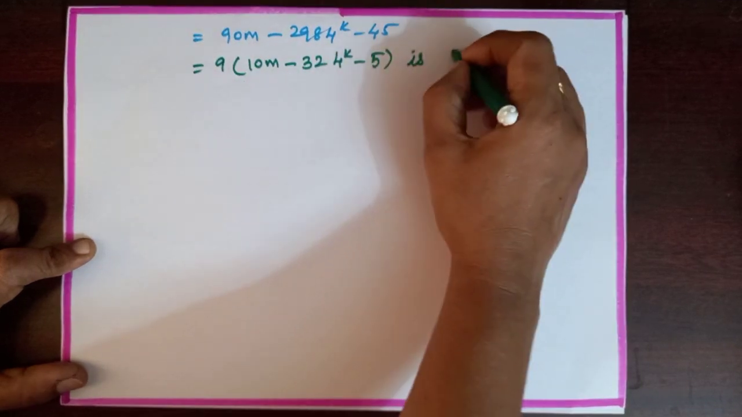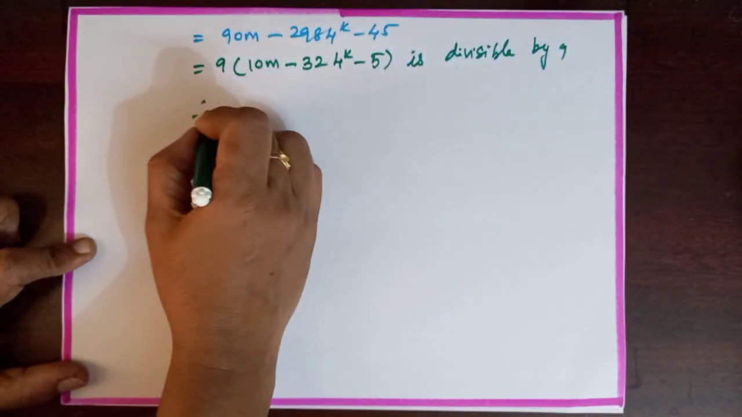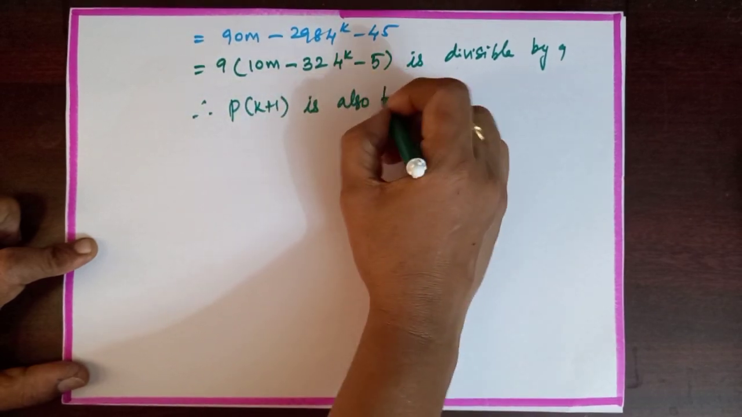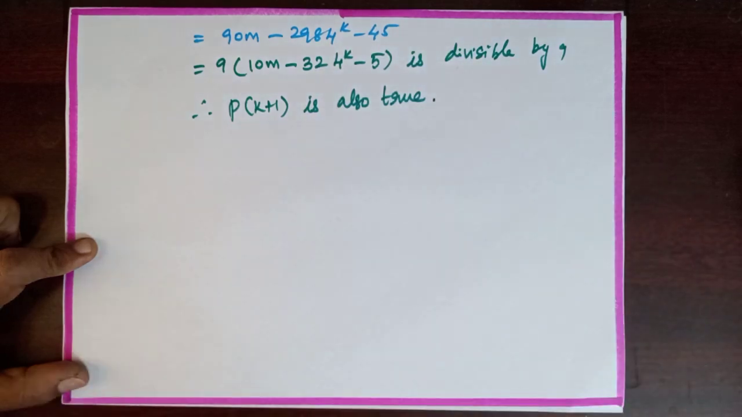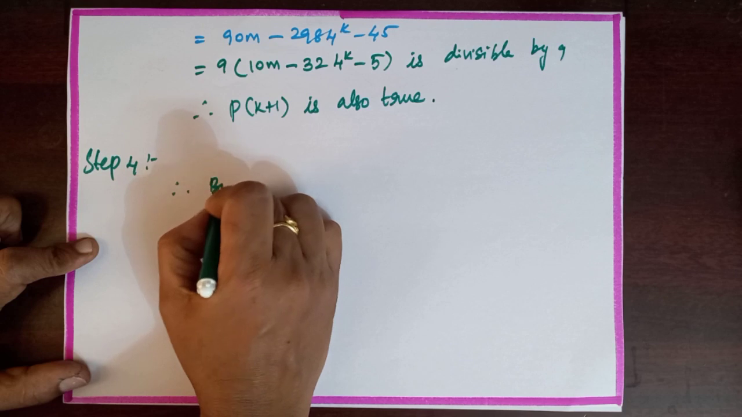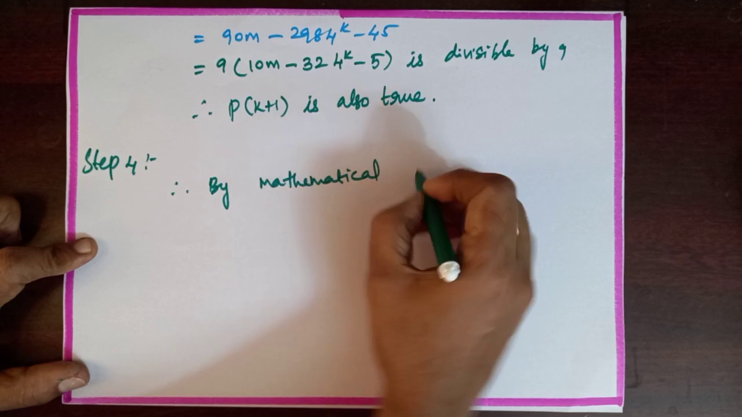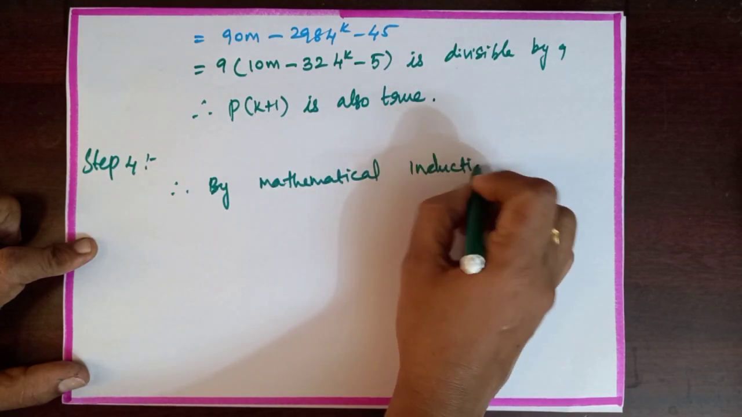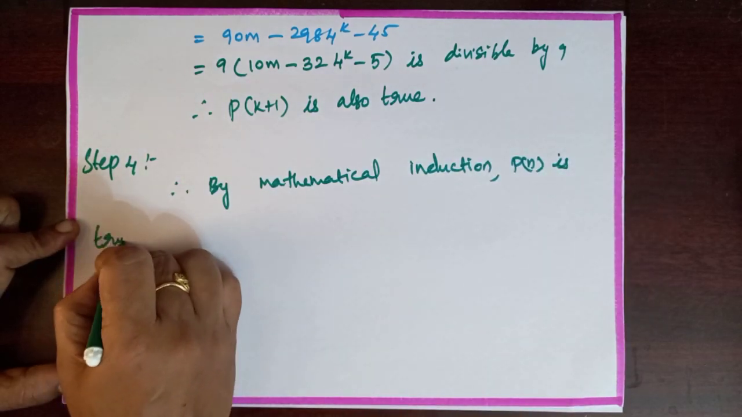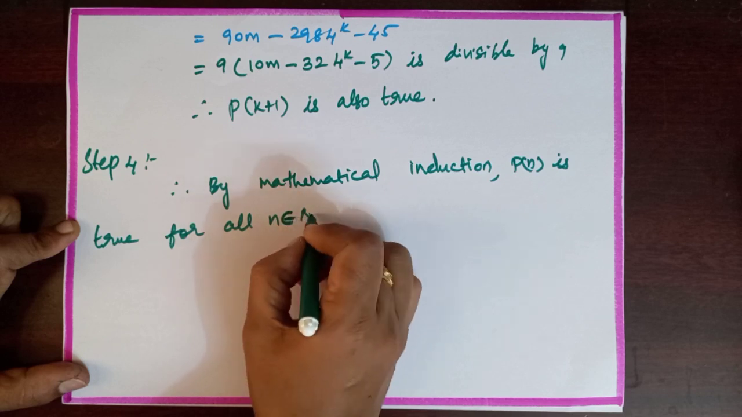So, it is divisible by 9. Therefore, P of k plus 1 is also true. Step 4. By mathematical induction, P of n is true for all n belongs to capital N.